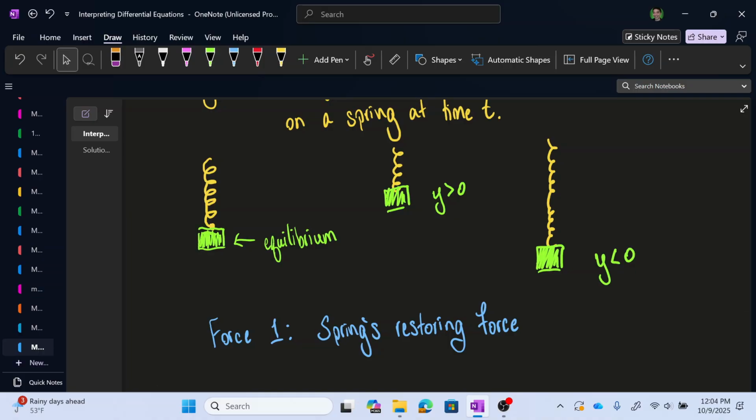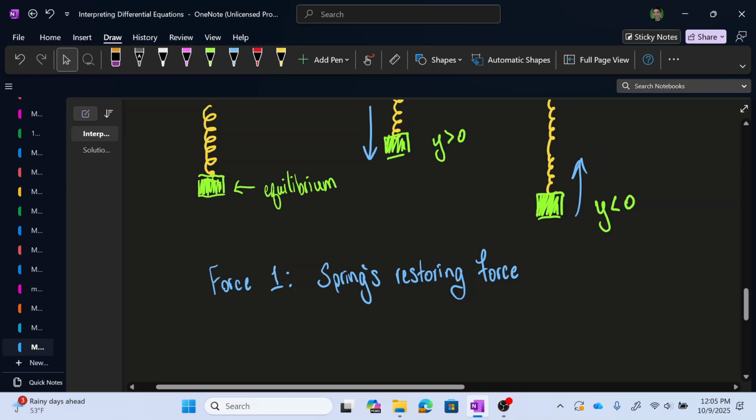So let's try and write down a mathematical expression that would capture the restoring force in a situation like this one. Now, the first thing that I will observe is that if I move the object above equilibrium, the restoring force is going to act to push the object back down. And if I move the object below equilibrium, then the restoring force is going to act to try and move the object back up. So that's my first observation, that the restoring force is always going to act in the opposite direction of the object's current position.